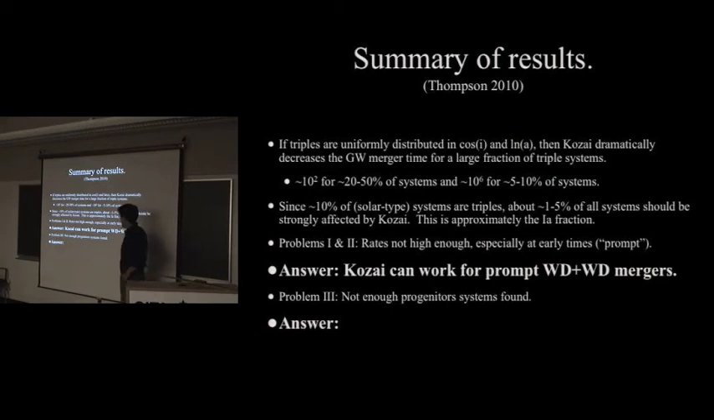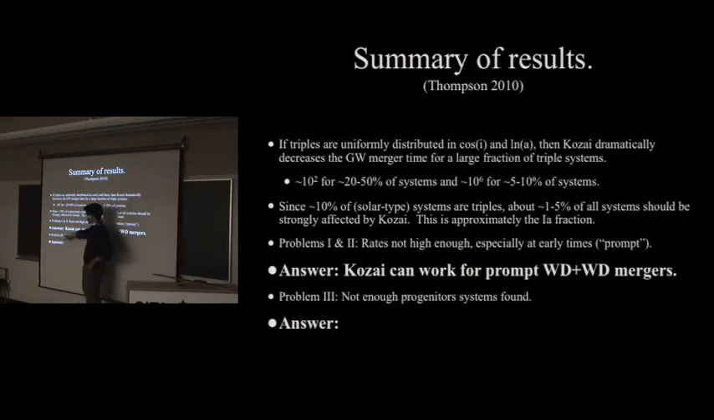And this is of order the rate of supernovae, and hence, it's at least relevant. It's not the case that the fraction of triples is many orders of magnitude smaller than the fraction of stars that become supernovae. They're comparable, or actually the number will be larger. So the problem that I started with, that the rates are not high enough, especially at early times, where you need this prompt component, this would solve that problem very easily. Okay, the answer is that Kozai can work for prompt white dwarf mergers.